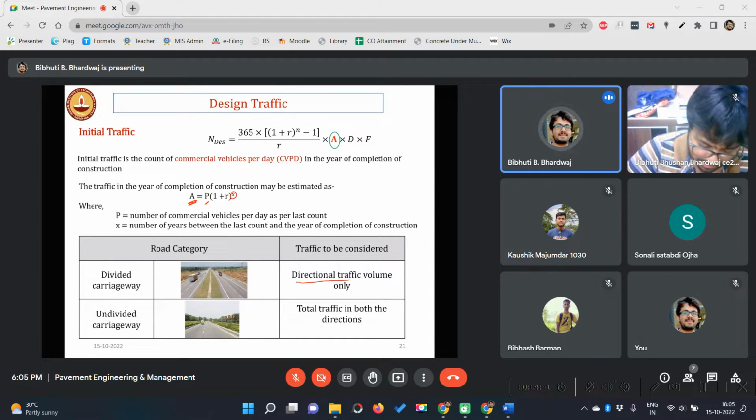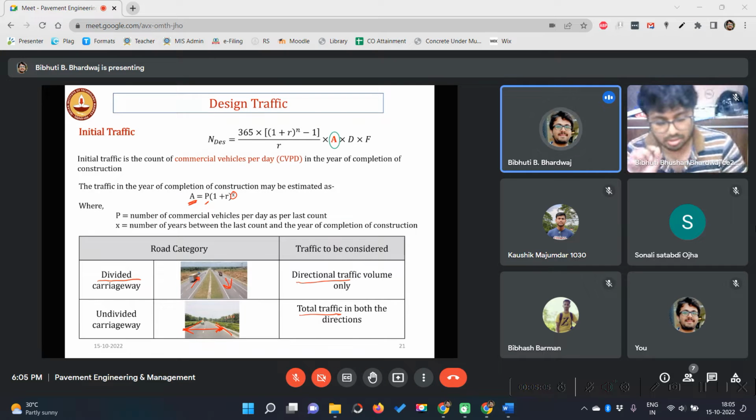Okay, directional traffic, if it is divided like this. But if the carriageways are not divided, or we can say it's the same pavement throughout, then you have to consider the total traffic. You should never get confused in that. So you should look carefully whether it is 4-lane divided or 4-lane undivided. Based on that, your A will come.